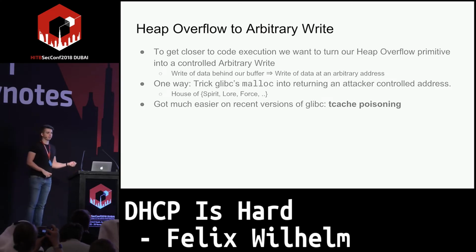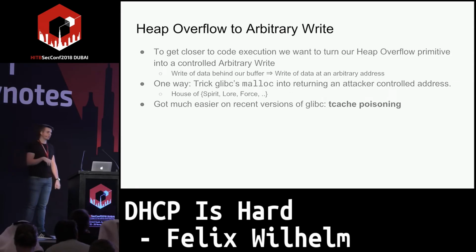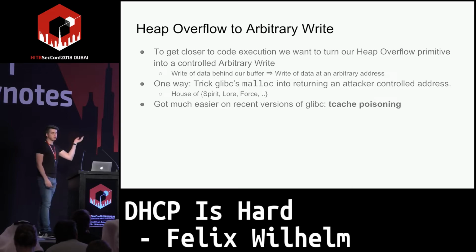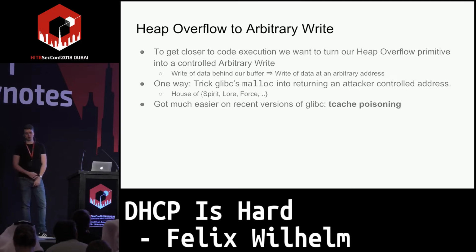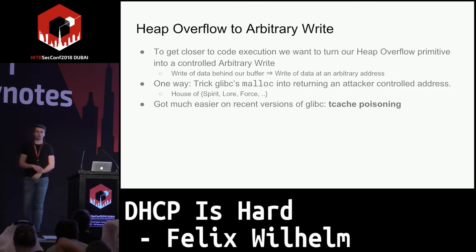This is great. If you can trick malloc into allocating an attacker-controlled address, you can trigger something like, "Hey, I'll send you a new packet of the following size," and the payload of that packet will actually be allocated on an attacker-controlled address. So we get an arbitrary write. And there are techniques to do this against every version of glibc. They're called House of Spirit, House of Lore. Different complexity, might not always work.